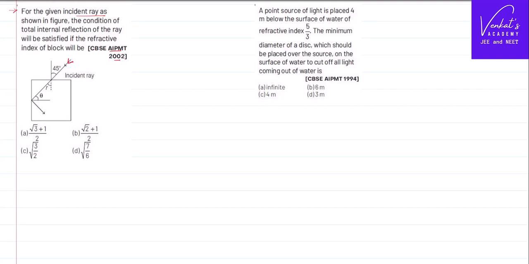The condition for the total internal reflection is, that means for this particular angle of incidence, the light ray has to reflect back into the same medium. That's the total internal reflection, right?